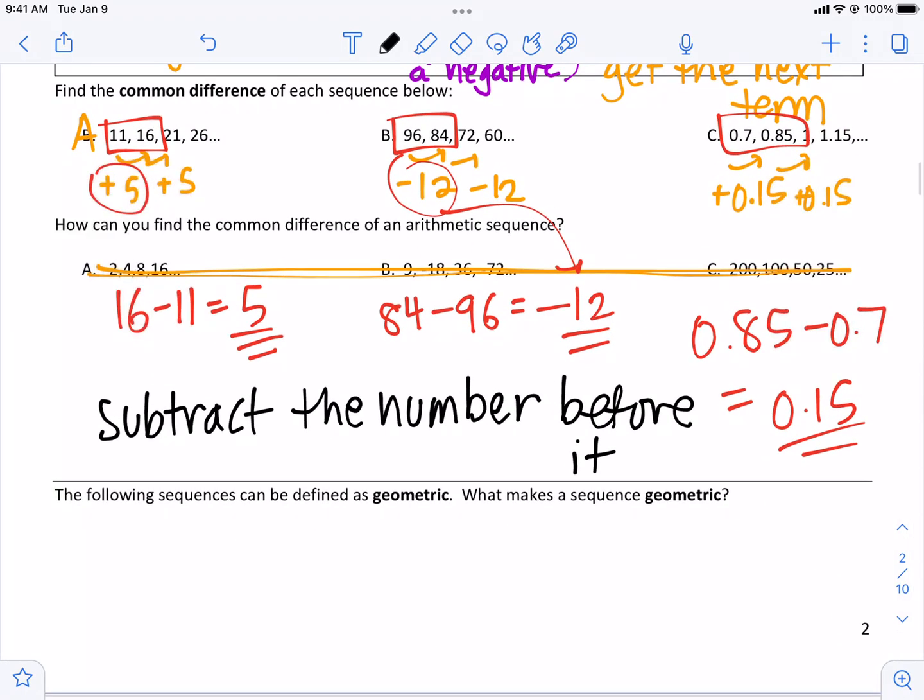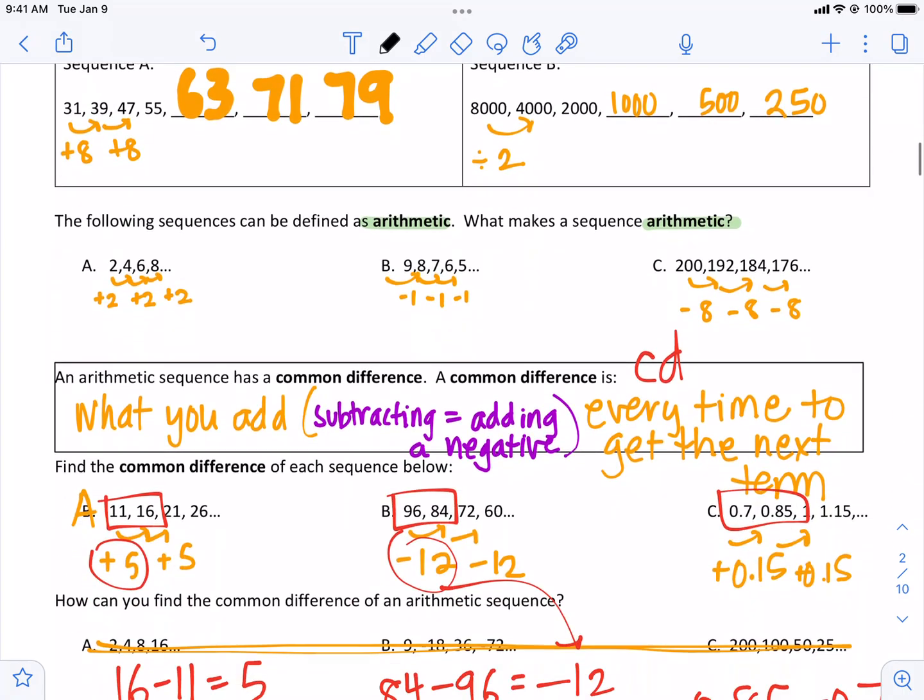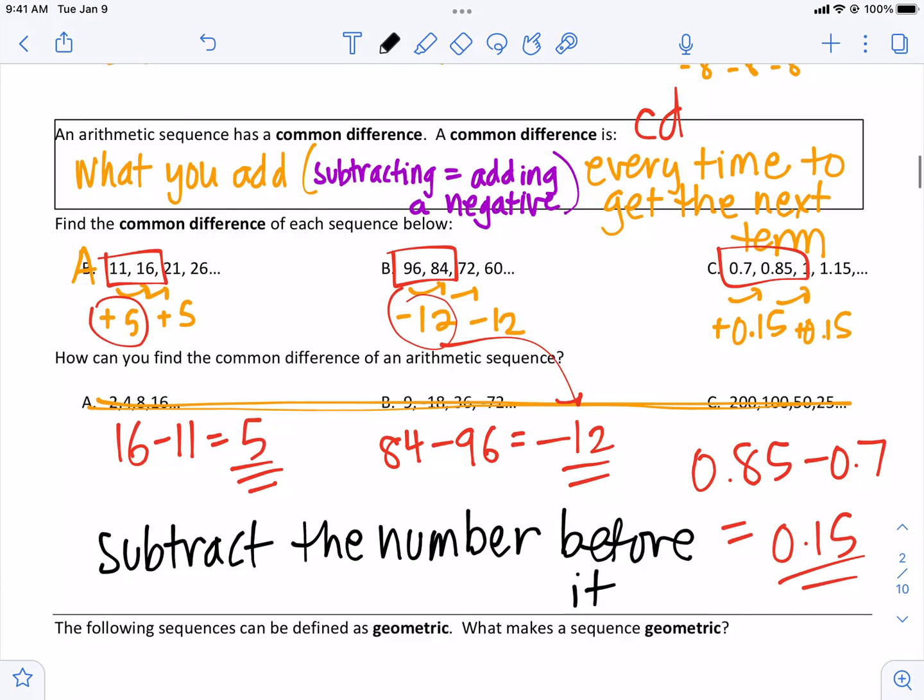Okay, so arithmetic, to summarize, are these lists of numbers, these sequences that you add the same number every time to get the next number, and adding can include adding a negative. All right, to find the common difference, which is that number you're adding every time, just take any number and subtract the one before it, and that will give you the common difference.